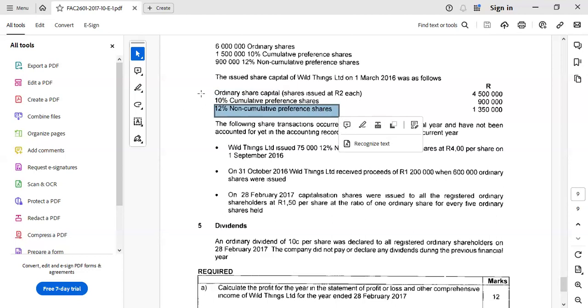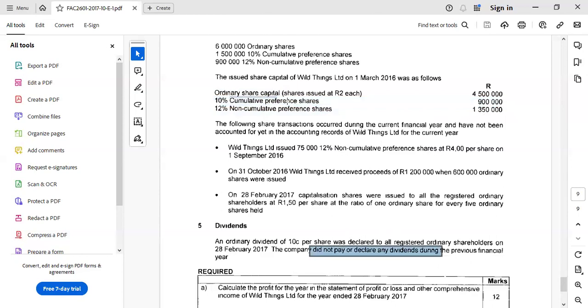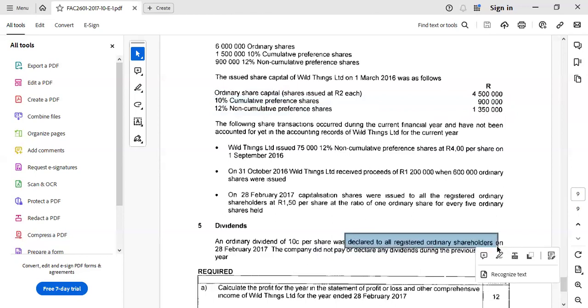But these ones, the cumulative, that means they are going to receive dividend for 2 years. The one they didn't receive last year and the one for this year. So always, if they say a dividend was not paid and they are cumulative preference shares, you know that for this year, it will be for 2 years if they declare a dividend. And you should know that the fact that they declared a dividend to ordinary shareholders is automatic that they also declared to preference shareholders. Because you cannot pay an ordinary dividend without paying a preference dividend.